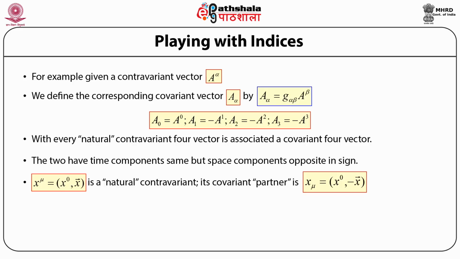Now, writing the general equation of a contravariant vector, we have x^μ equals x^0 and the vector x. Then its corresponding covariant counterpart is given by x_μ equals x^0 and minus the vector x.